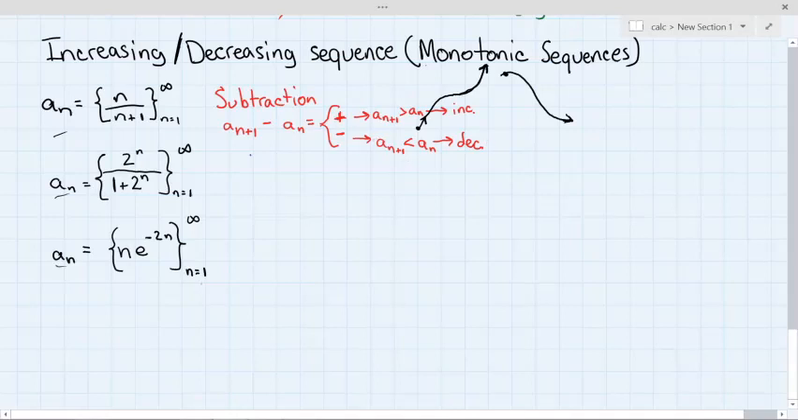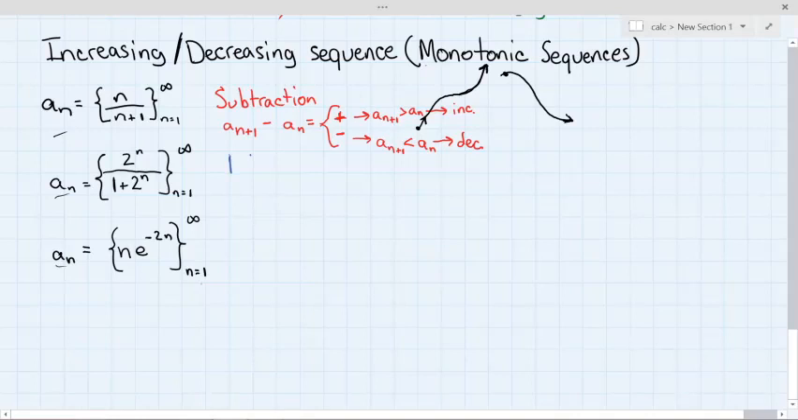So what this means is, if you choose any point in the sequence, if the number after a n is larger, then that means it's increasing. But if the number after is lower, then that means it's decreasing. That's what that means.